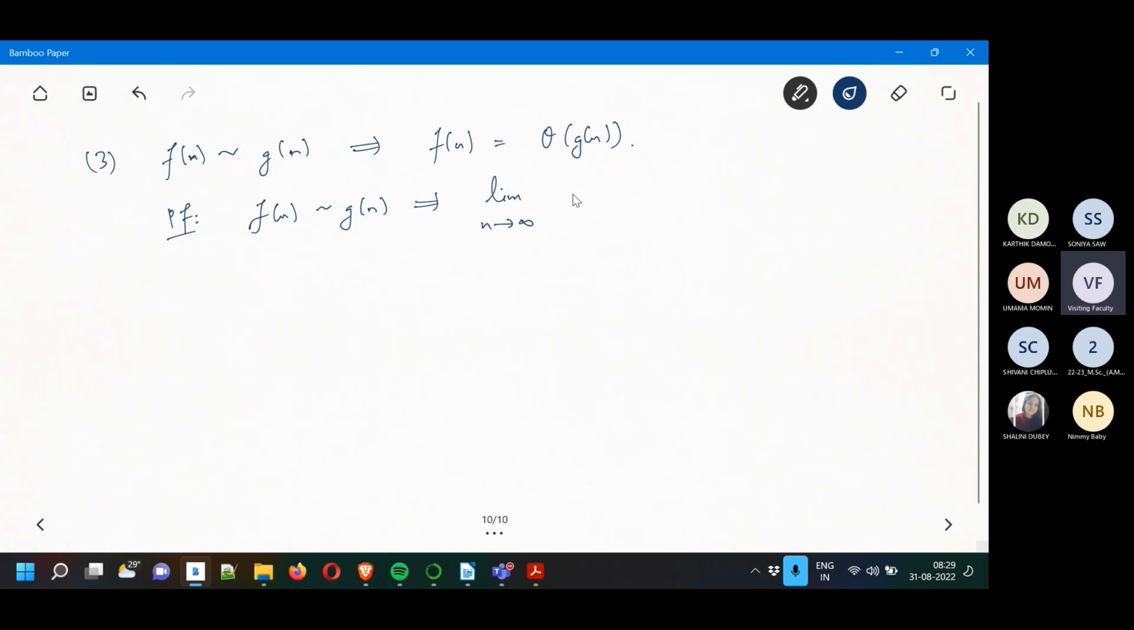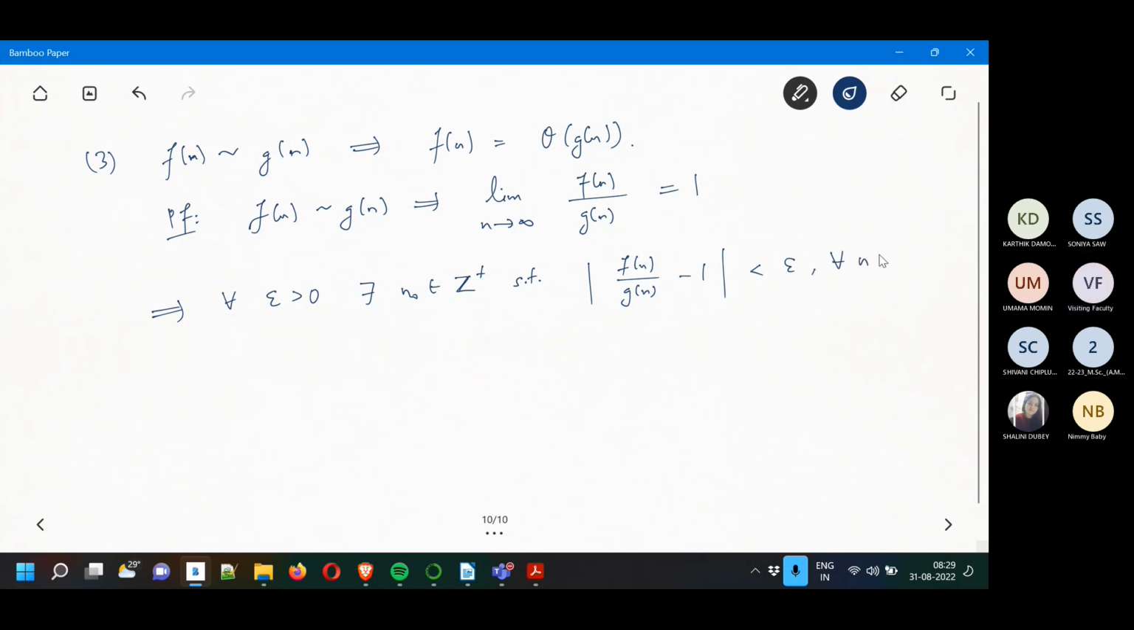Yeah. So fn is tilde gn implies the limit of fn by gn is 1. Again, use the definition of limit. So this implies for every epsilon greater than 0, there is an n naught positive integer such that now you need to use mod. Right? So mod fn by gn minus 1 is less than epsilon for all n greater than or equal to n naught.